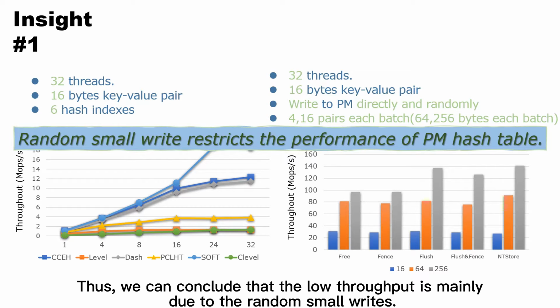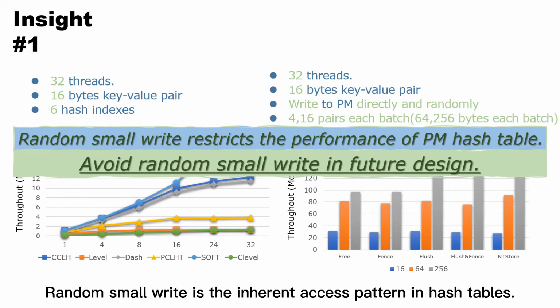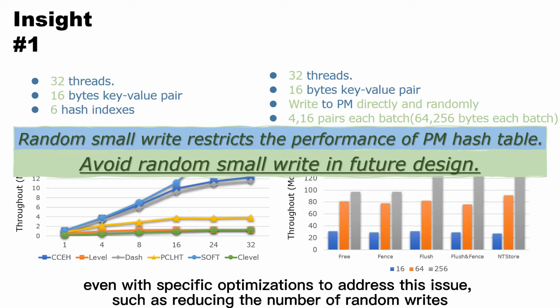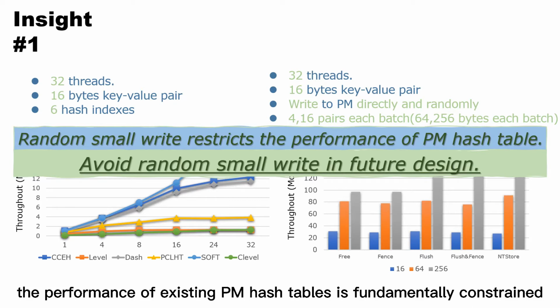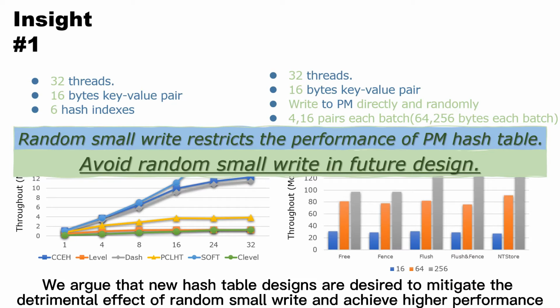Thus, we can conclude that the low throughput is mainly due to random small writes. Random small write is the inherent access pattern in hash tables. Even with specific optimizations to address this issue, such as reducing the number of random writes, the performance of existing PM hash tables is fundamentally constrained. We argue that new hash table designs are needed to mitigate the detrimental effect of random small writes and achieve higher performance.